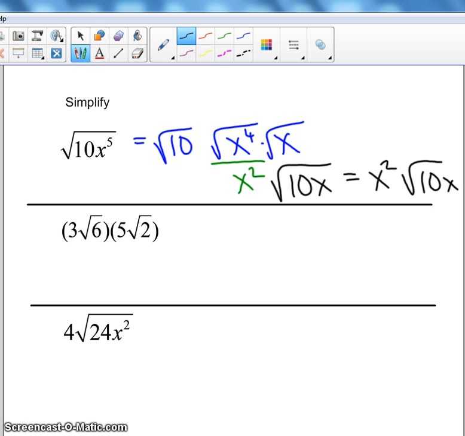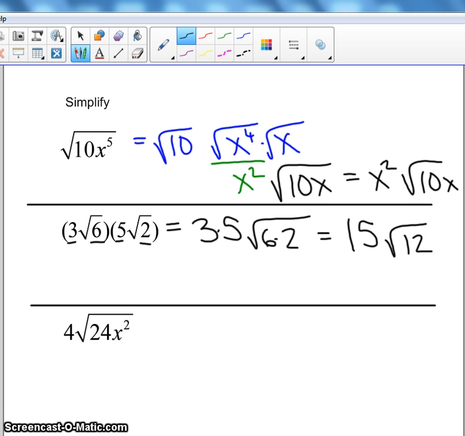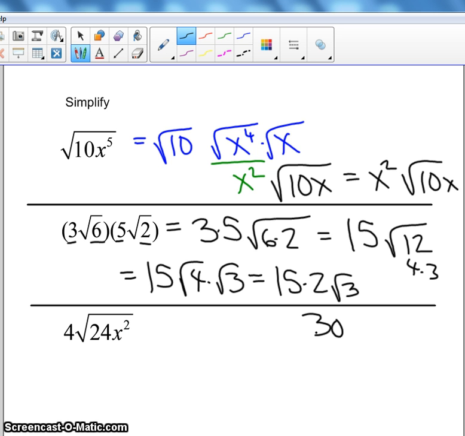When we multiply radicals together, we multiply the outside numbers and the inside numbers. So here I have 5 and 3, and on the inside I have a 6 and a 2. So 15 is the number on the outside, and 12 is the number on the inside. I then have to look for factors of 12 that are perfect. Factors of 12 are 4 and 3. So I'm going to rewrite this as 15 times the square root of 4 times the square root of 3, which allows me to rewrite that 4 as a 2, and my final answer is 30 radical 3.